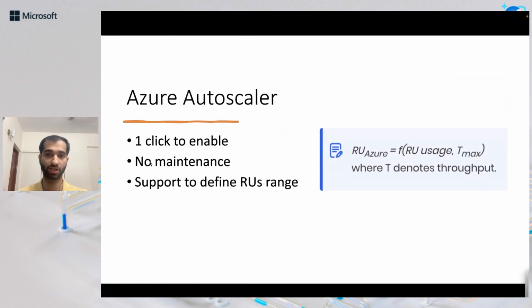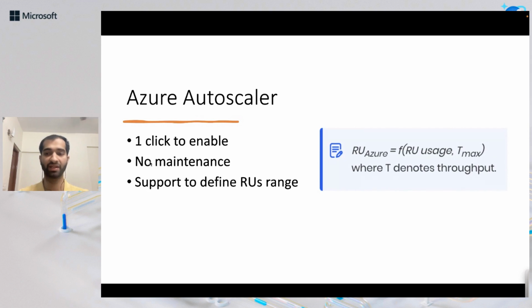Since that is not an option, we'll look at what offerings Azure is providing. Cosmos DB in itself provides an autoscaler. Coming to the benefits, it's very easy to enable. Just go to the portal, click the button, and that's it. It's a one-click solution. There is no maintenance required from the client side, and we can even define the range in which we want to scale the RU.